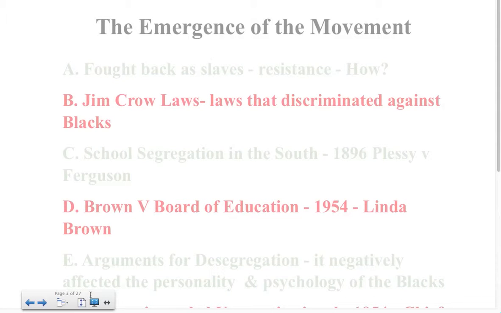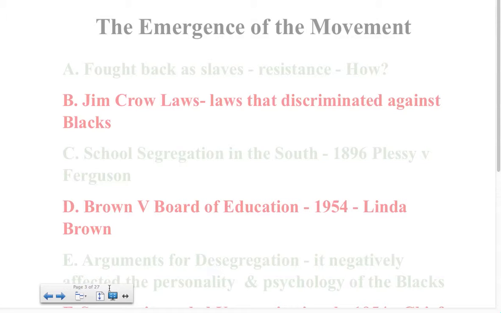First, a little background history, a little bit of review. Now, the emergence of the movement: again, we look at how African Americans fought back as slaves, resistance, and how far back do we go? We can go back to trimester 1, when we see slave revolts such as Nat Turner's revolt in the early 1800s. We also see the Jim Crow laws emerged in the Reconstruction era.